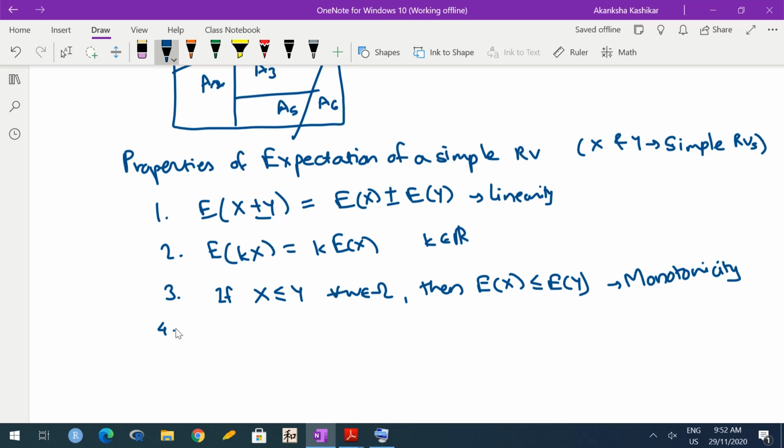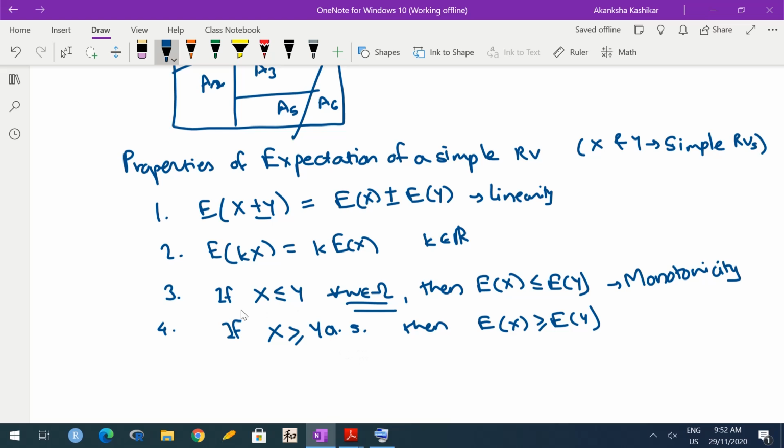Okay, so if X is less than or equal to Y, then expected X is less than or equal to expected Y. That is one property, and an extension of that property would be: if X is greater than or equal to Y almost surely, then expected X is greater than or equal to expected Y. Okay, so it doesn't have to be for every omega, it can be almost surely, and still it would hold.